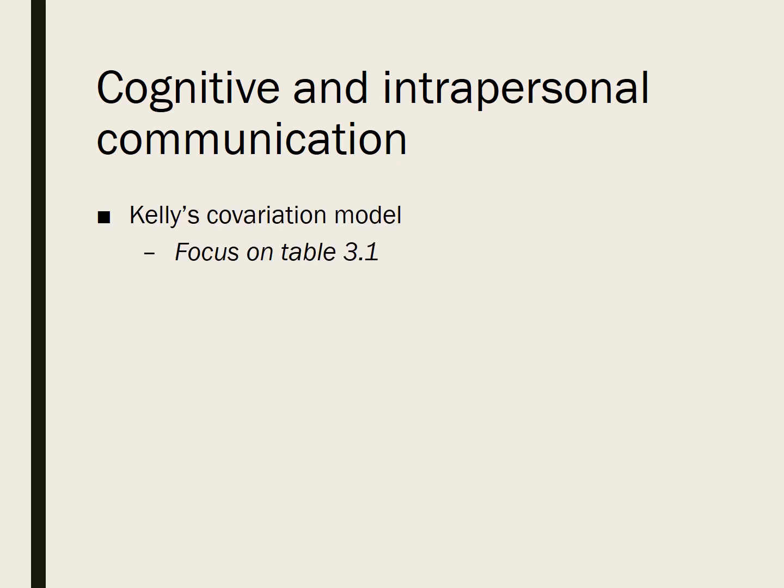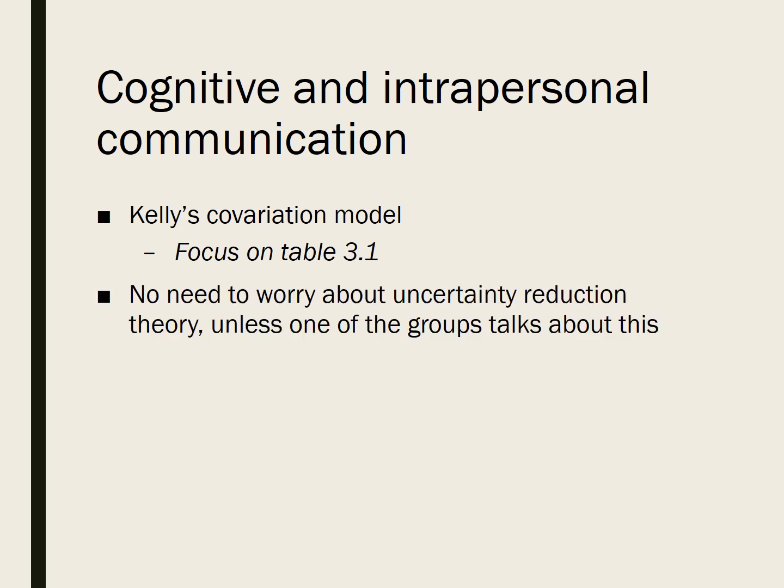But first of all, a couple of things before we get started. One, I'm not going to talk about Kelly's covariation model, except do focus on table 3.1. Those are aspects of attributions that are going to be a little bit different than what I'm going to talk about, but I could easily ask a question on the test about that. And so I will signpost such a question by framing it as according to Kelly's covariation model or the like.